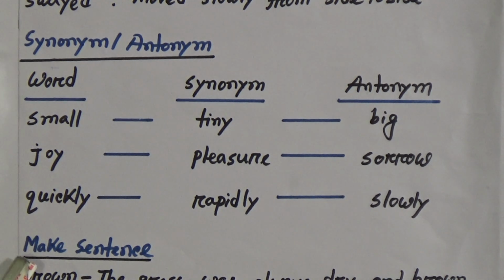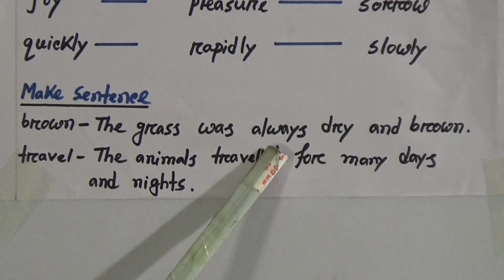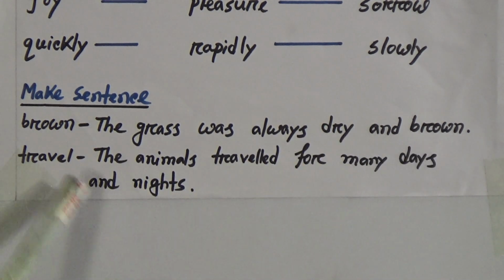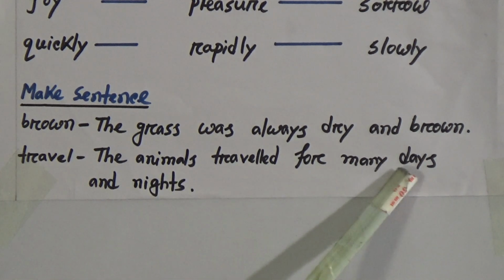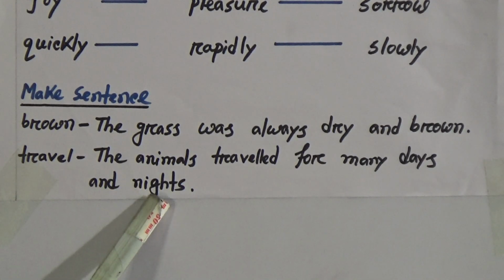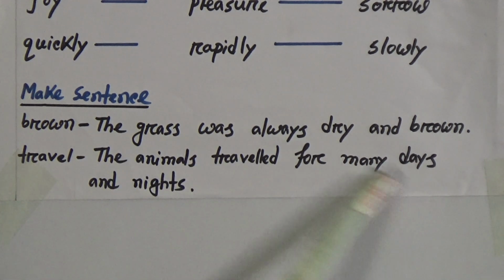Now we will learn some make sentence. Brown. The grass was always dry and brown. I repeat again. The grass was always dry and brown. Travel. The animals traveled for many days and nights. I repeat again. The animals traveled for many days and nights.